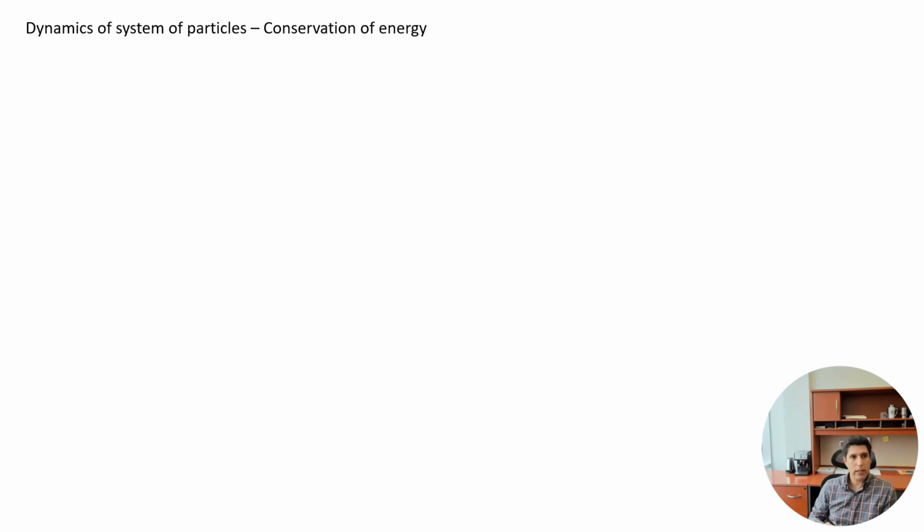Okay, so as the last point, let's look at a special case. We saw that the principle of work and energy was W dot equals T dot. The rate of change of kinetic energy of a system is the power of all forces acting on the system. All forces, internal and external.